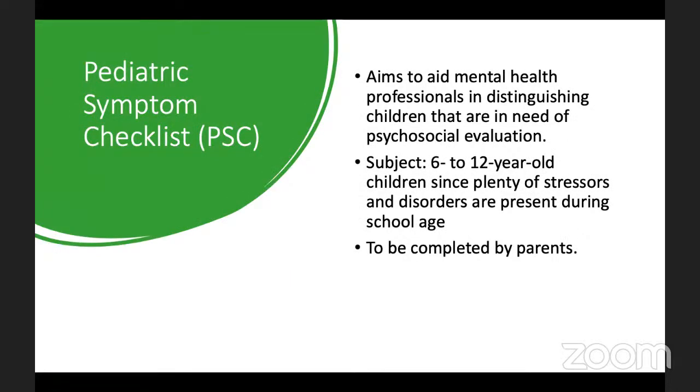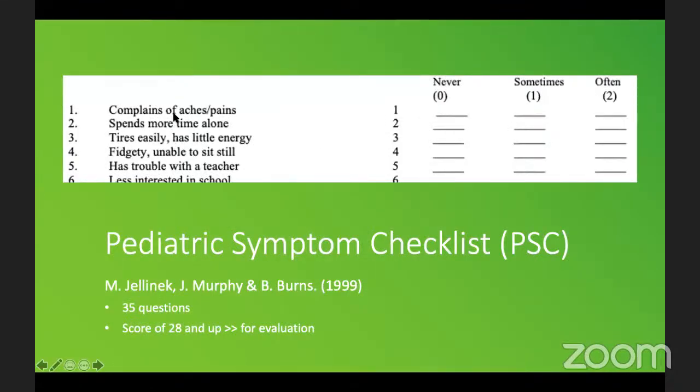Now, what is the pediatric symptom checklist? Okay, so this is a concise questionnaire which aims to aid mental health professionals in distinguishing children that are in need of psychosocial evaluation. Now, the focus of this checklist would be 6 to 12-year-old children, since there are plenty of stressors and disorders during their school age. This is when they start mingling with other people aside from their family, making friends, and maybe enemies. And to collect the actual data, this is to be completed by parents. Okay?